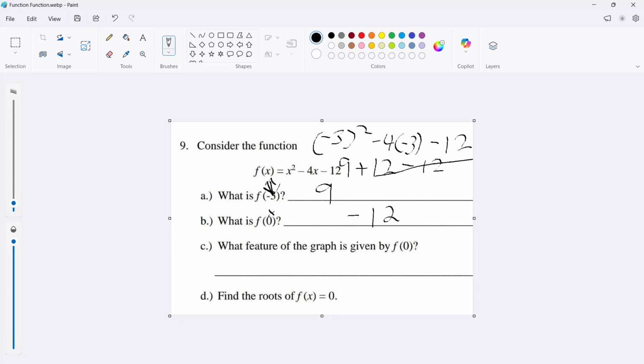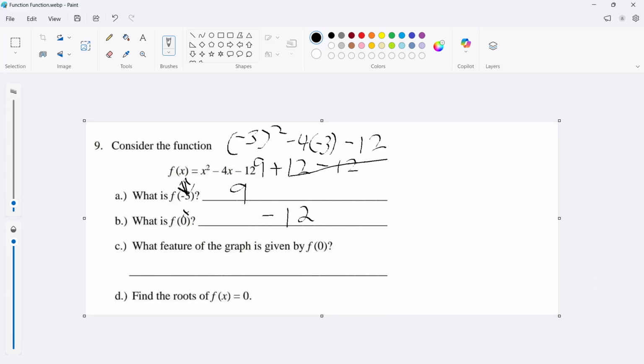What feature of the graph is given by f of 0? That means when x is 0. When x is 0, that's called the y-intercept. It's where it touches the y-axis. When y is 0, that's the x-intercept, and that's what the last part of this is about. So that's the y-intercept. It intercepts the y-axis. And then find the roots.